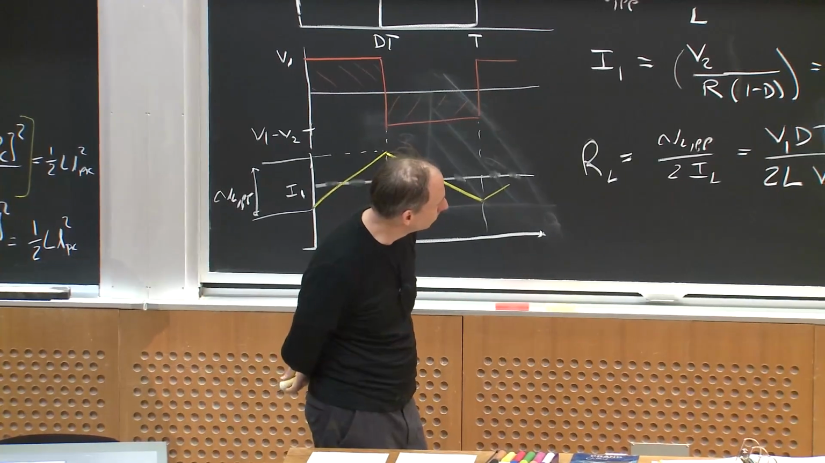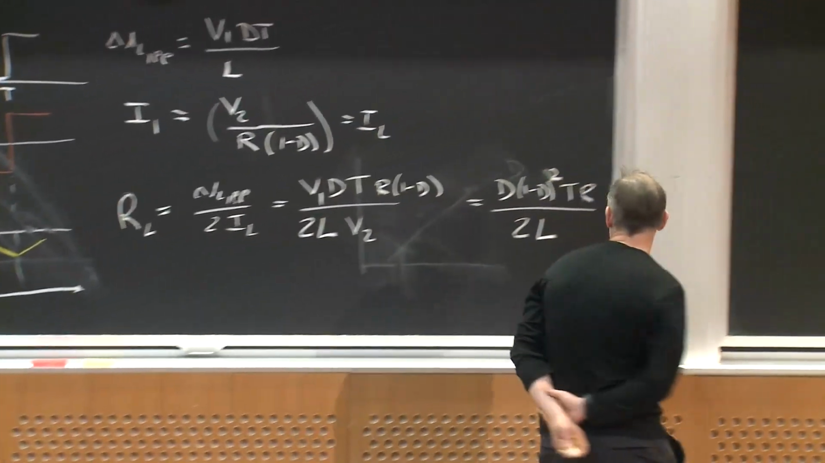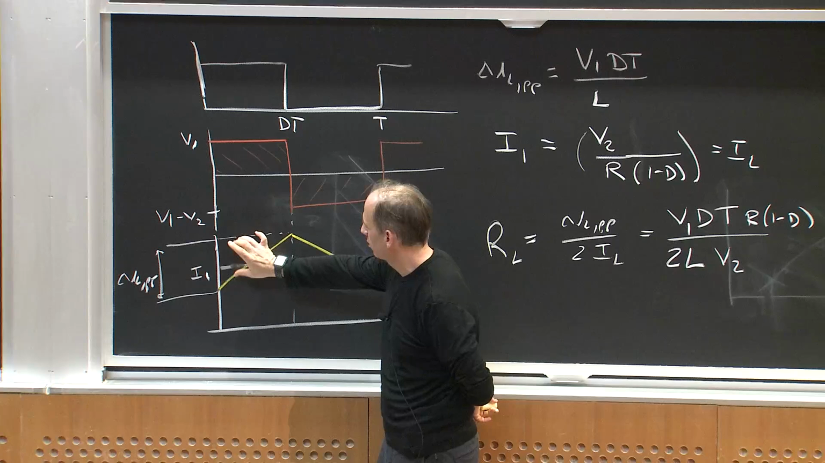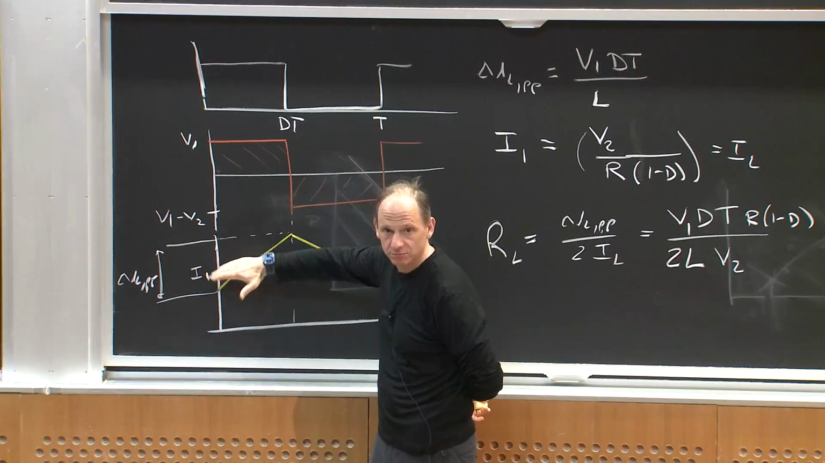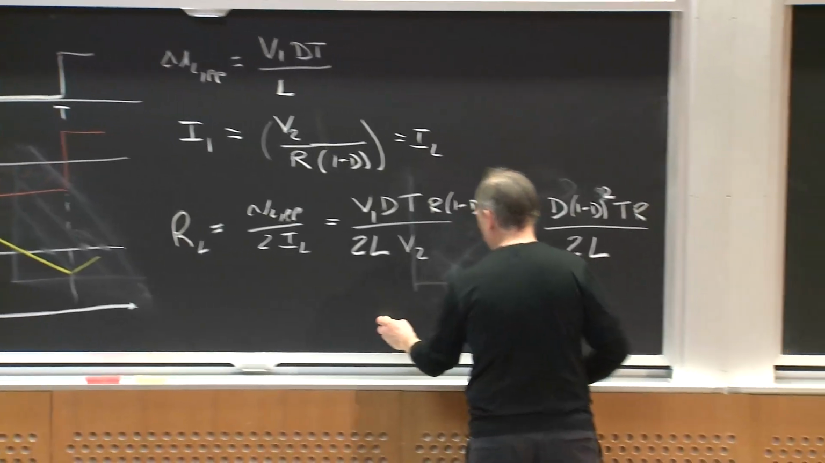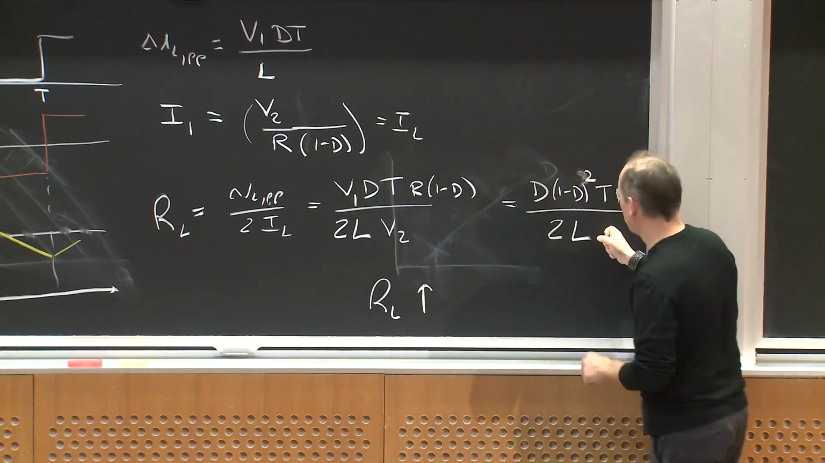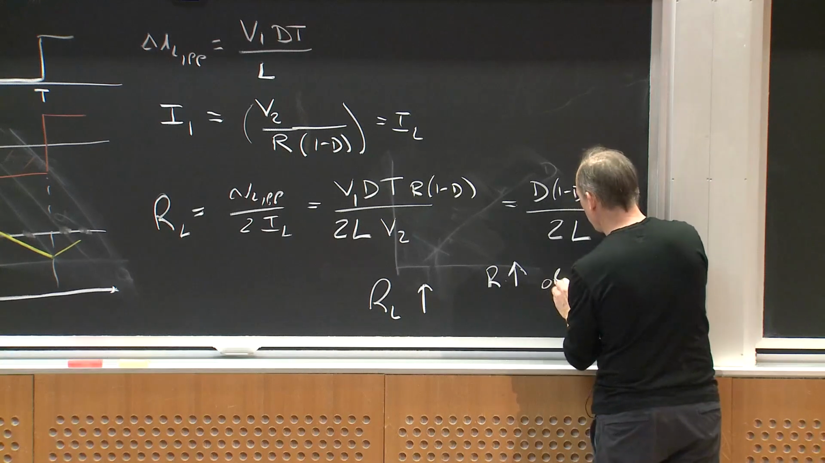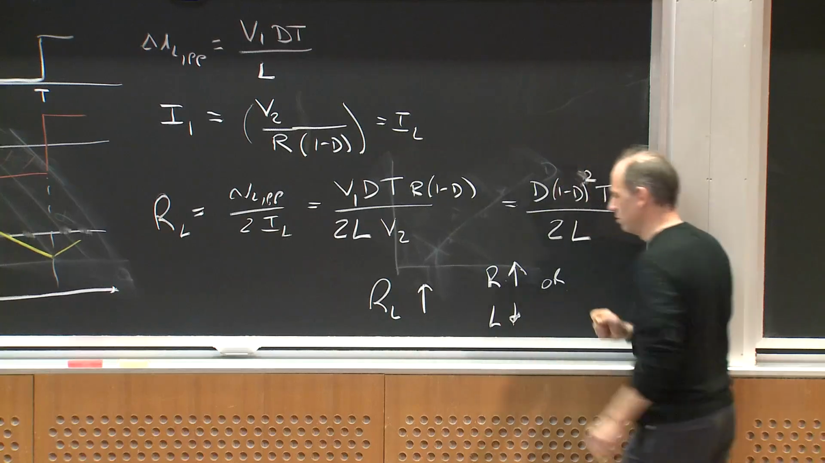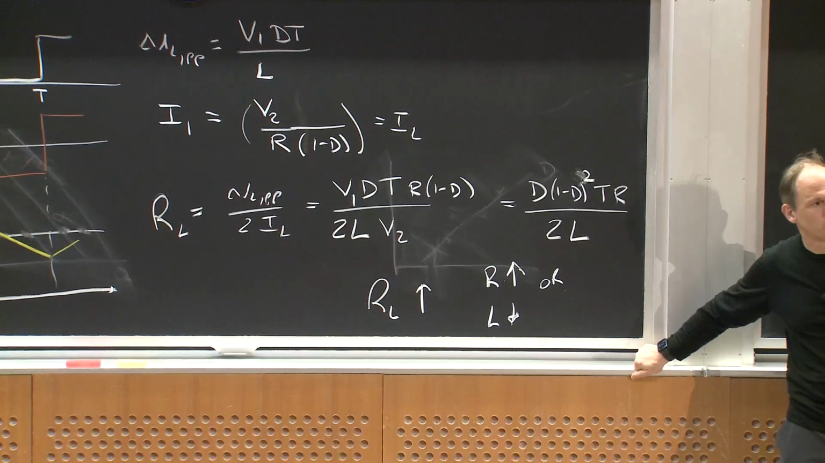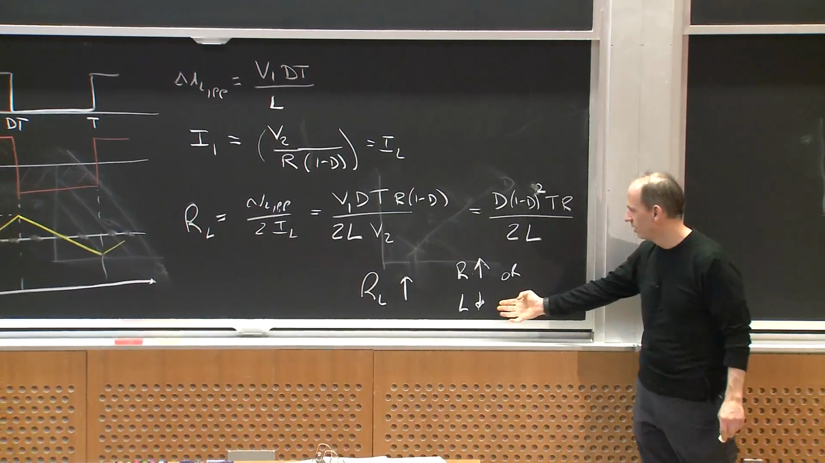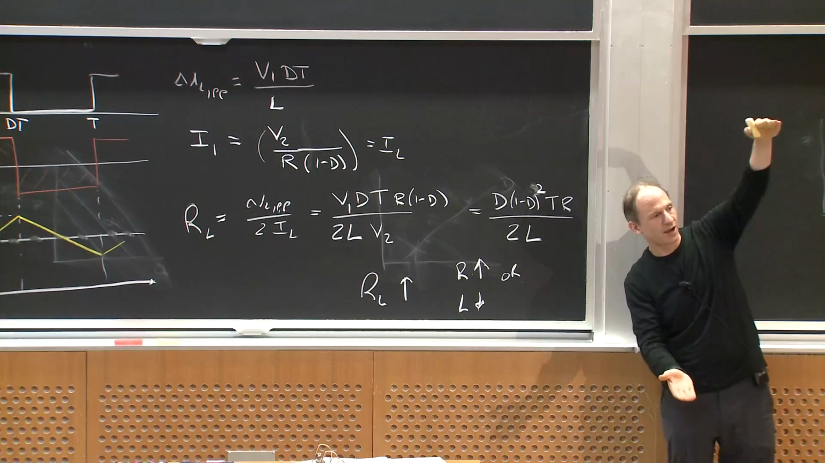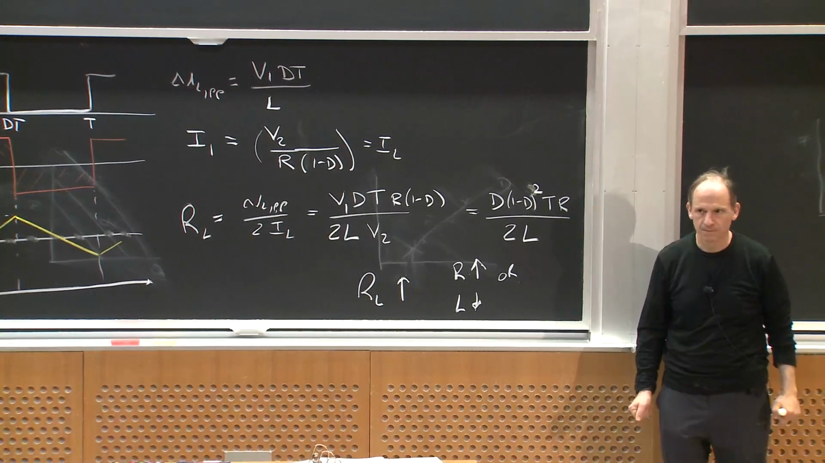And what does this tell me? Essentially I'm asking, what's this ripple compared to the average value of my current? And we can see that the ripple ratio goes up as what? It goes up when either R goes up or L goes down. Those are two things that will make the ripple ratio bigger. And that makes sense, right? Making L smaller is going to make the ripple ratio bigger because I have a higher ripple on the inductor. Okay. Any questions about that?